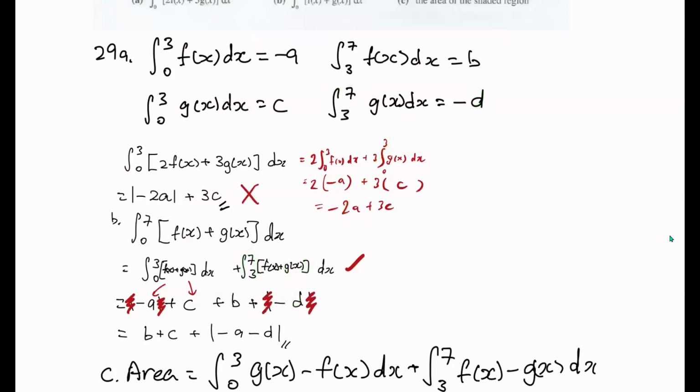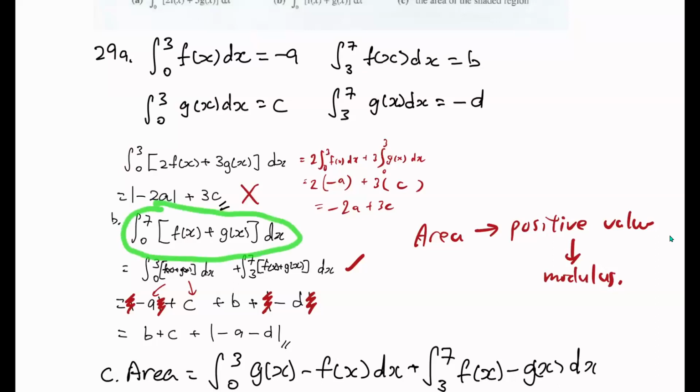Wait, when do you need the modulus? When they request for area. Area, then you need positive value. To get positive value, you need to use modulus. Over here, they didn't request for area. They asked for the algebraic expression, integral of fx plus g of x from 0 to 7. Okay? Yeah. So this is wrong.